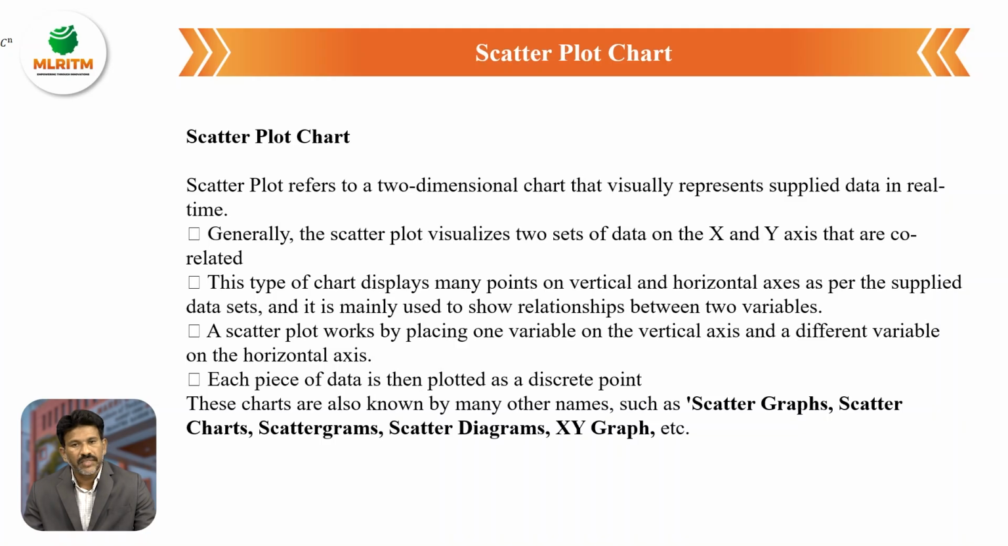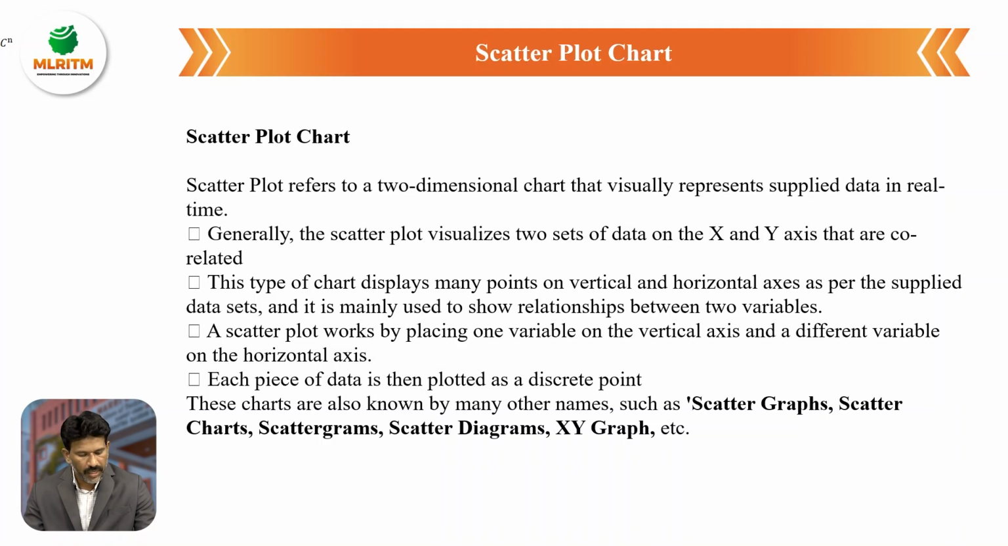Generally in this scatter plot chart, we are following two data sets. The first data set we can call the x-axis, and the second data set the y-axis. These two are correlated data sets. This type of chart displays many data points, which follow vertical axis operations and horizontal operations also. These are interrelations between the two variables.